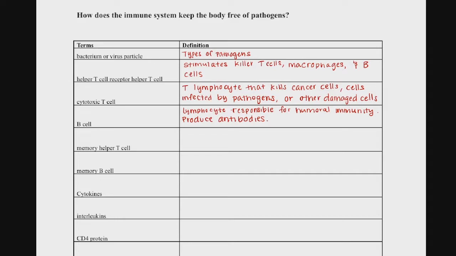Memory T cells are what are called antigen experienced cells, which means that they've encountered this antigen before, they know what to do when it comes again. And so these initiate faster and more potent responses when repeating an encounter with that antigen.